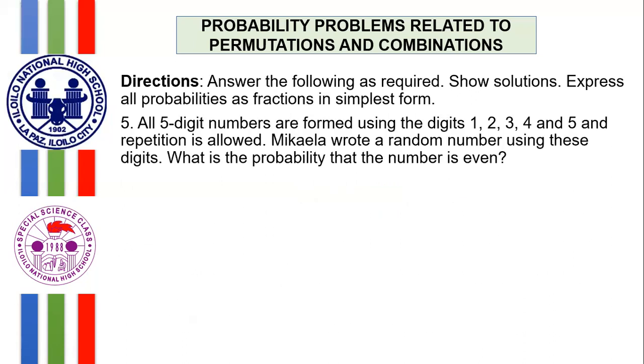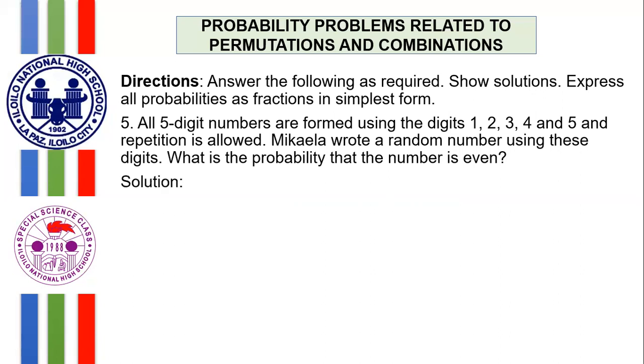Let's have number 5. All 5-digit numbers are formed using the digits 1, 2, 3, 4, and 5, and repetition is allowed. That is, for example, 1 could be repeated. You could have it twice, thrice, 4 times, 5 times. The same is true with the other digits. Micaela wrote a random number using these digits. What is the probability that the number is even?